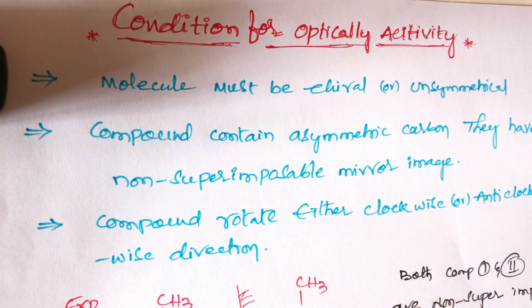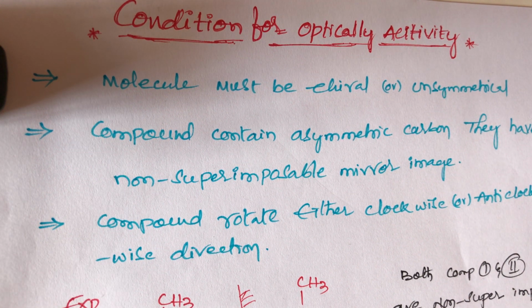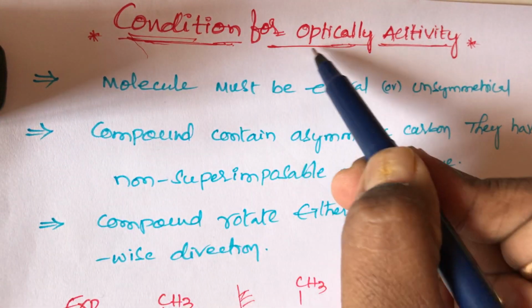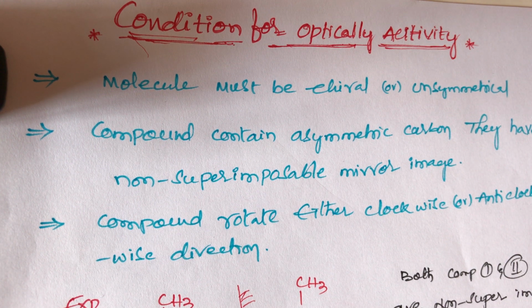Hello students, next, continuation of optical isomerism conditions. What is the condition for optical activity? What are the conditions? So the first one is that the molecule must be chiral or have an asymmetric carbon.